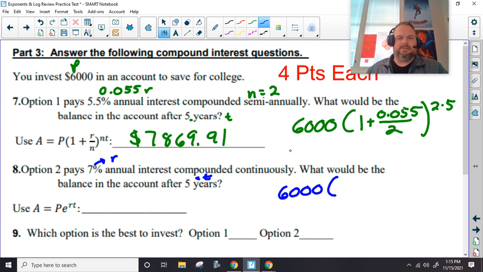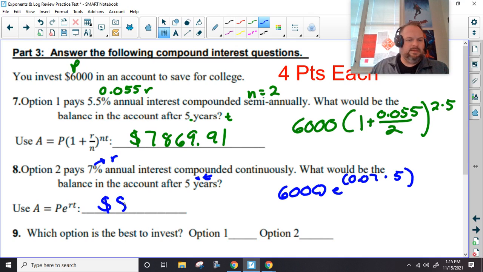So 6,000. A little much there. All right, this is E. 0.07 times 5. You could actually plug it in just like that. Remember, for E, you'd have to hit second ln to get that to happen. Times 5.